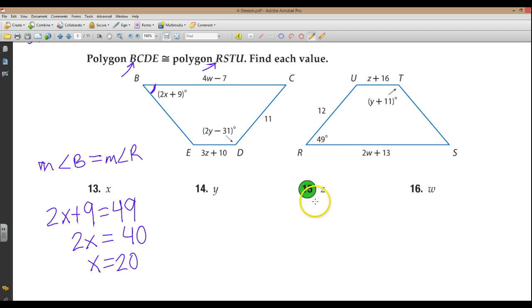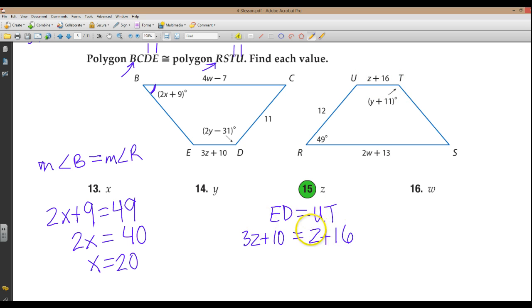For number 15, we want to find the value of z, so we have an expression with z in it here, so that is side ED. ED would be equal to, so that's the last letter, then the third letter, so the last letter and third letter would be UT in that order. So ED is 3z plus 10, and UT is z plus 16.